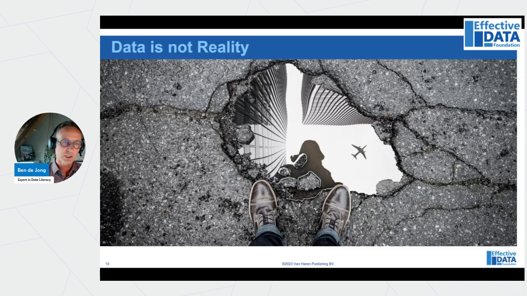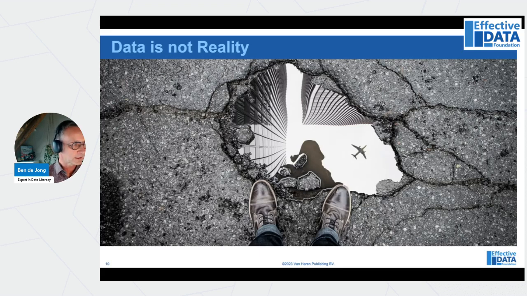So it's always a reflection of the data. It doesn't say something about the quality, but more about data as a whole. So it is always a reflection of the real world and not the real world itself. That is something you need to be aware of.